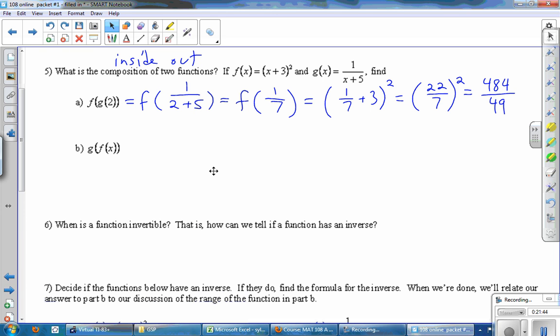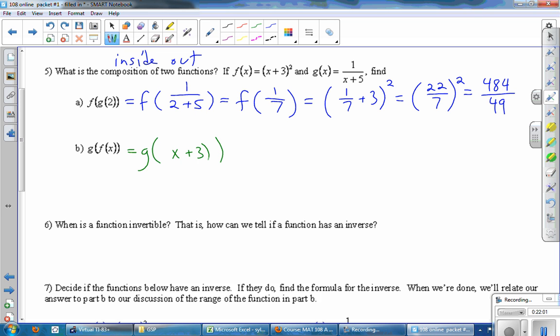Okay, and then part B says g of f of x. So same idea, work from the inside out. So we'll copy the g, and in the parentheses we do f of x. Well, we just copy. f of x is (x plus 3) squared. So that goes right there. And here's the toughest part for a lot of students, is we're now going to take the g function and we're going to plug in. So what are we going to plug in? Well, how did we find g of 2 before?